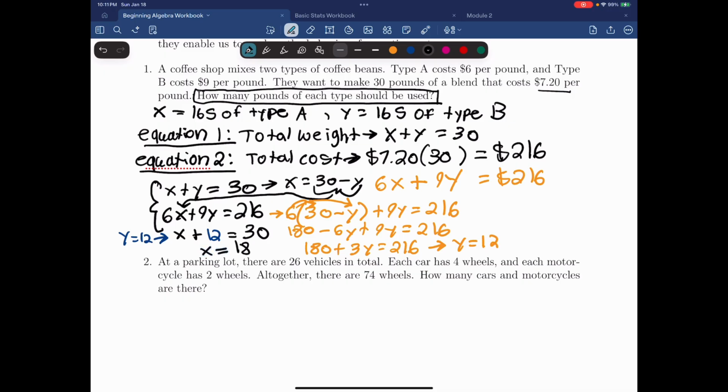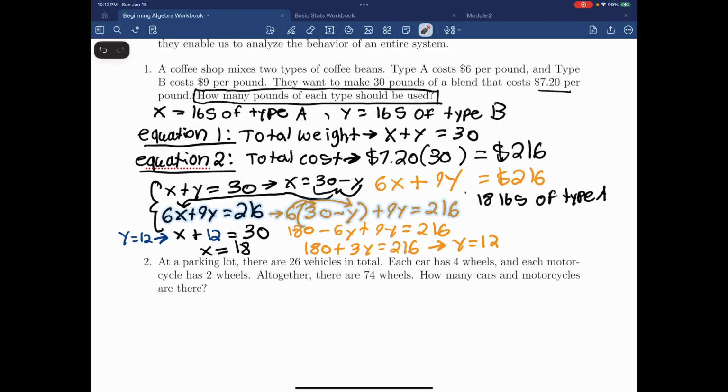And now that we got that, we can write our final answer. So I'm going to write it over here. So the question is, how many pounds of each type should be used? So recall that X is the amount of pounds for type A. So this is our answer. So in the 30-pound blend, we're going to need 18 pounds of type A. And then for Y, that is type B. So that means we're going to need 12 pounds of type B.